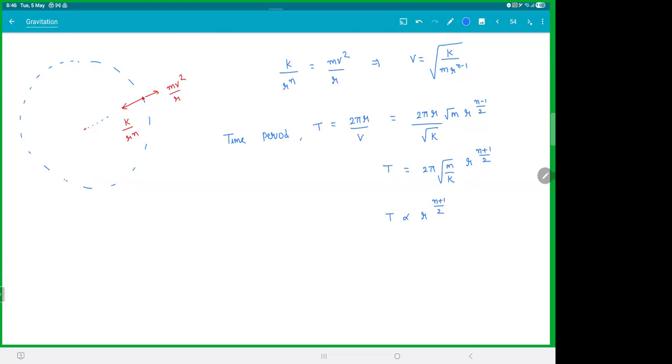This is the kind of question they would ask you at mains. If the force is 1 by r power n, then time is proportional to what? There, we got the time period and we got the velocity. Can you figure out how to do the energy part?